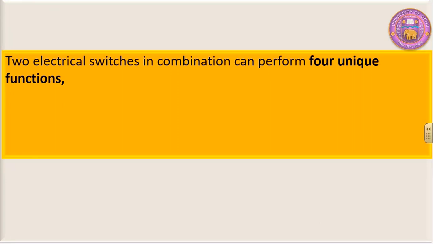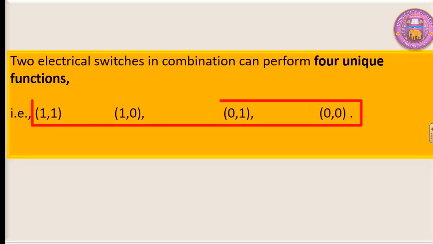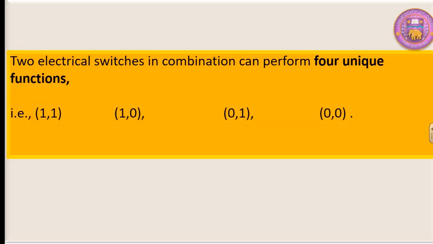If one electrical switch can perform two functions, then two electrical switches in combination can perform four unique functions. For example, both electrical switches can be on, on and off, off and on, and both off. These are the four functions which can be determined by two electrical switches. So two electrical switches can perform four unique functions in combination. In other words, we can say 2 raised to power 2 is equivalent to 4.